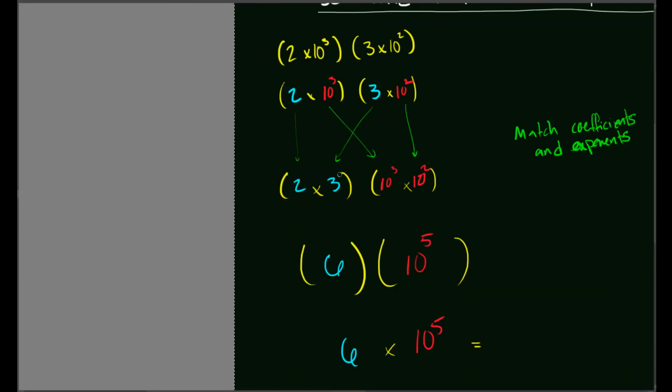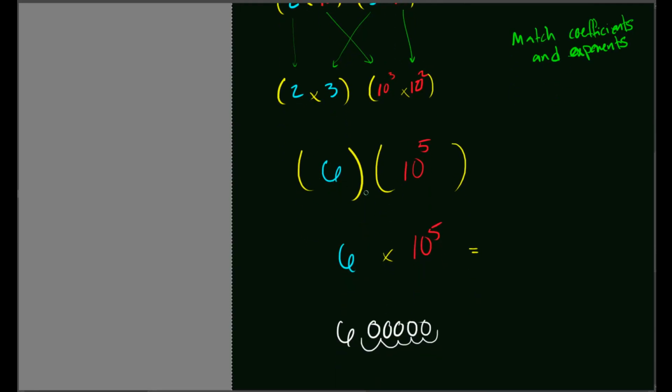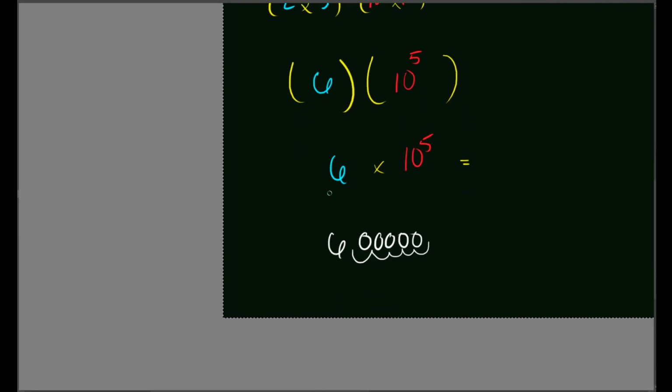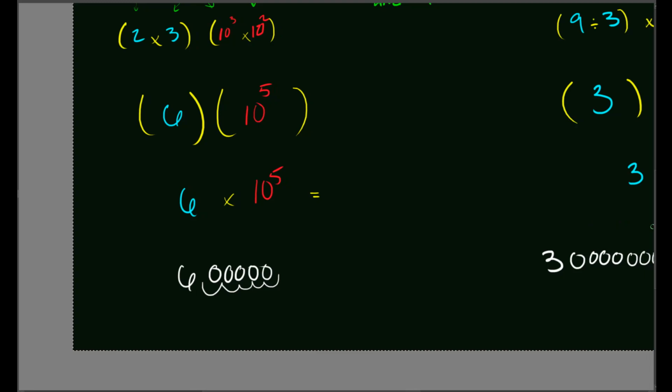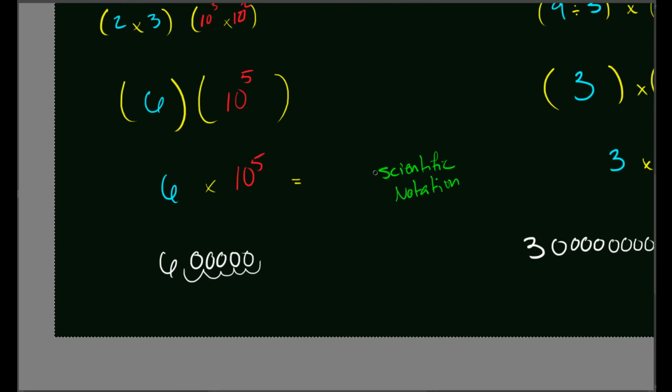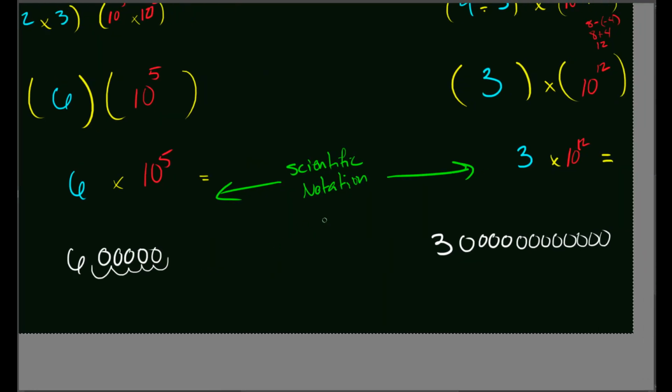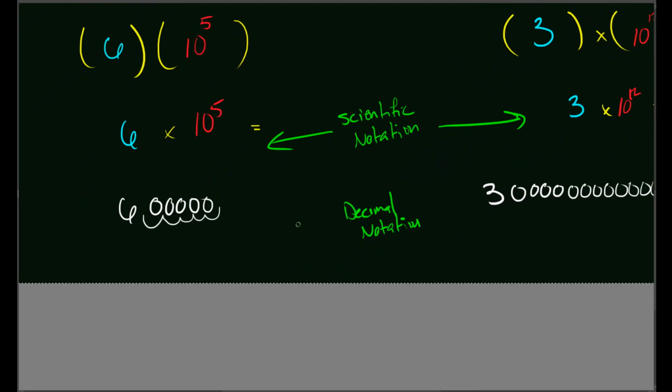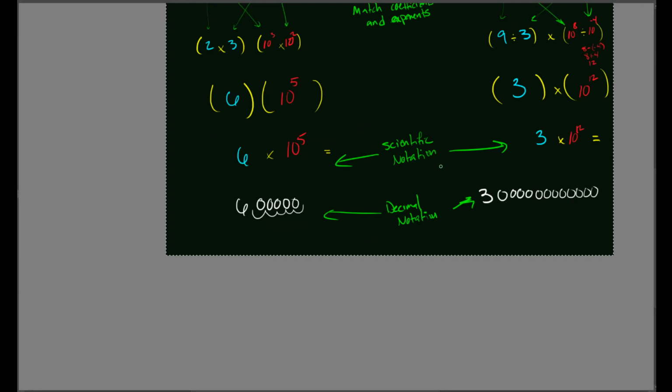Over here, we matched the coefficients. So 2 times 3, 10 to the third times 10 to the second. 2 times 3 is 6, and 10 to the fifth. 6 times 10 to the fifth is 600,000. So these are your scientific notations, and these would be your decimal notations. Just different ways of writing these numbers.